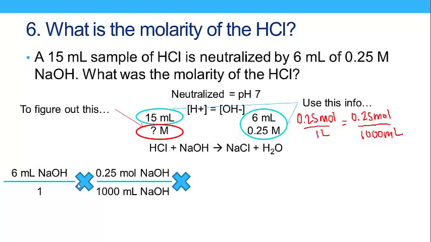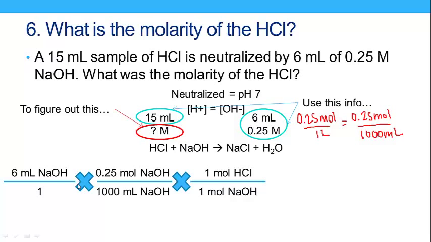Now I want to go from moles of NaOH to figure out how many moles of HCl. Molarity is moles per liter. By figuring out how many moles of HCl, and knowing how many milliliters of HCl, that will get me to my concentration. So let's figure out moles of HCl. To cancel out moles of NaOH, that needs to go on bottom, and moles of HCl should go on top. The stoichiometry is 1 to 1.